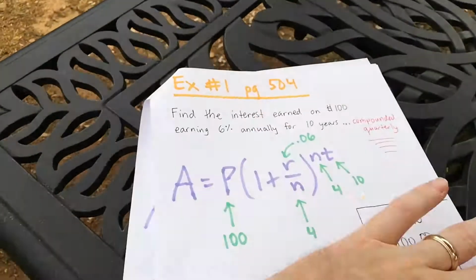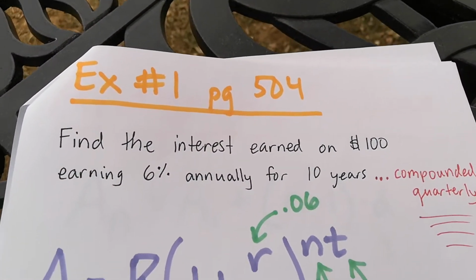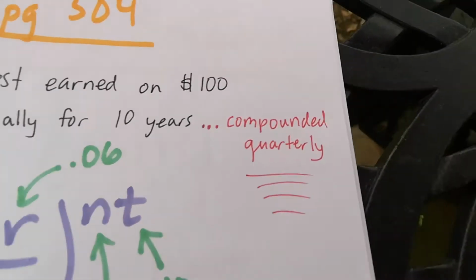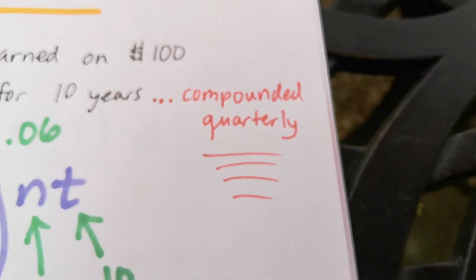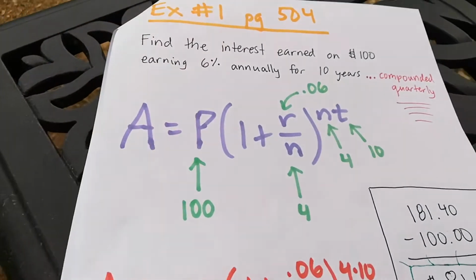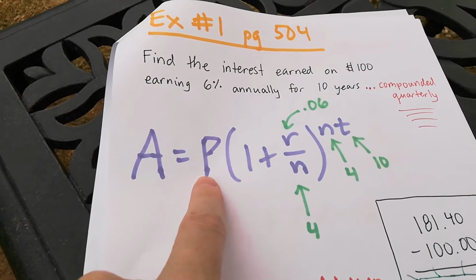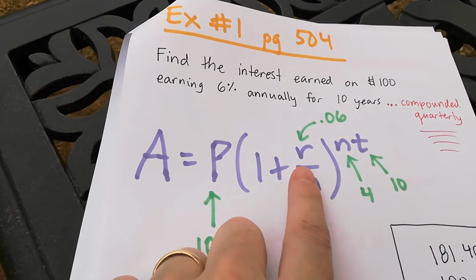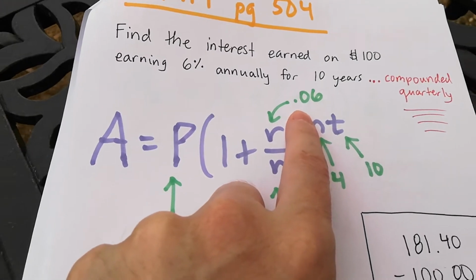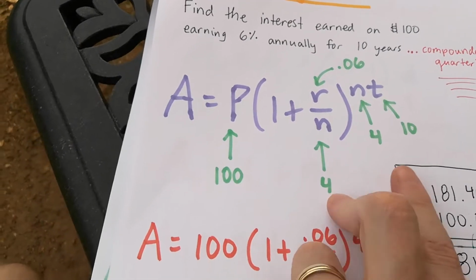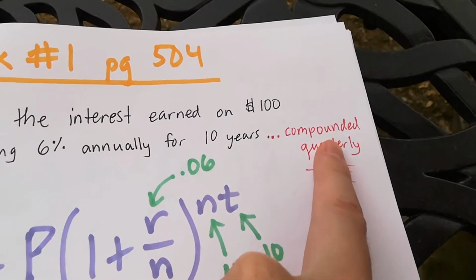So let's check out example 1, page 504. It says, find the interest earned on $100 if it's earning 6% annually for 10 years, compounded quarterly. That means we're going to plug in a 4. So there's my equation. I'm plugging in 100 because that's my principal, it just means cash. My rate is 6%, so I'm putting in 0.06. My time is 10 because it's 10 years. But my n value is 4 because I'm compounding it quarterly, that means 4 times a year.